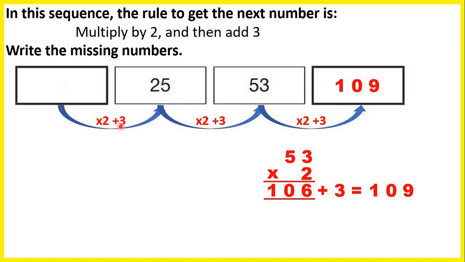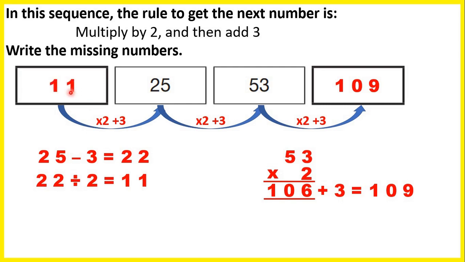Instead of adding 3, because we're working backwards, we need to use the inverse and subtract 3. So 25 minus 3 is 22. And then instead of multiplying by 2, if we're using the inverse or opposite, we need to divide 22 by 2. And that gives us 11 for this box here. And then we can check that it works because 11 times 2 is 22, and then 22 plus 3 is 25. So that's the next number in our sequence.